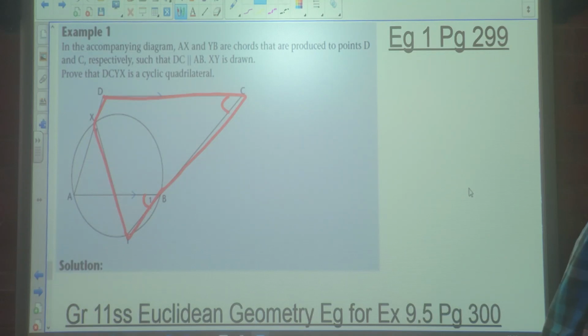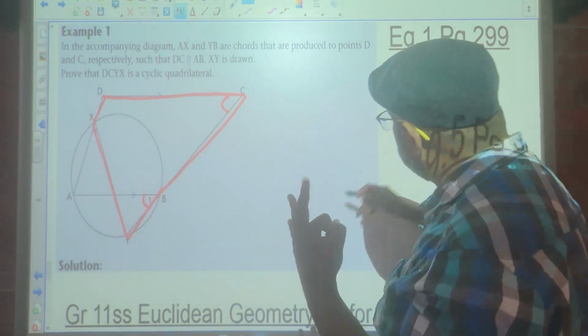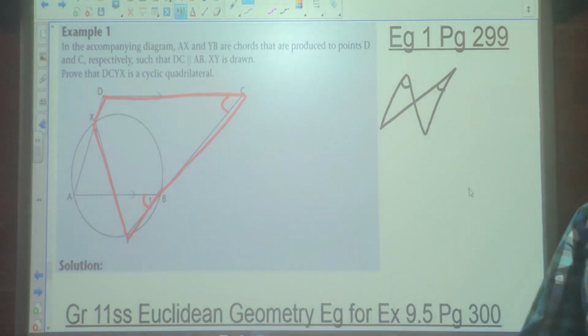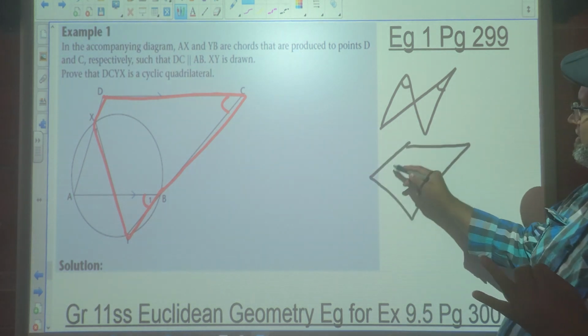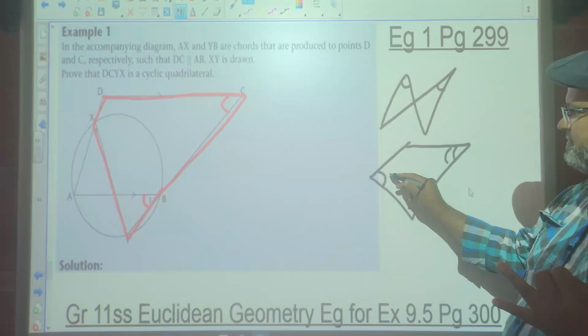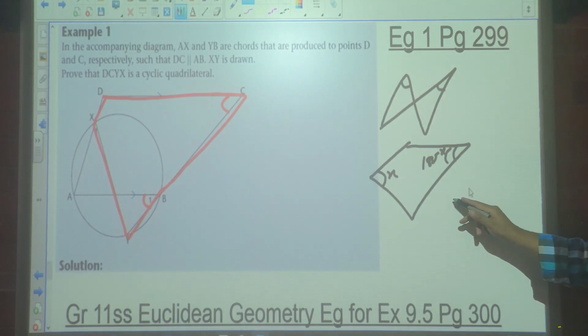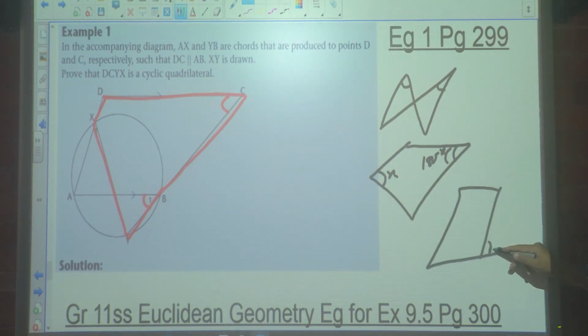People, there are three ways you can prove something is cyclic. 3 ways. What are the 3 ways? Firstly, the butterfly, angles, the converse of angles in the same segment, or opposite angles are supplementary, not equal, which means to say they add up to 180, or exterior angles equal to the interior opposite. Any one of these 3. Okay, so make a note there. When we're proving that the quadrilateral is cyclic, we prove one of these 3.